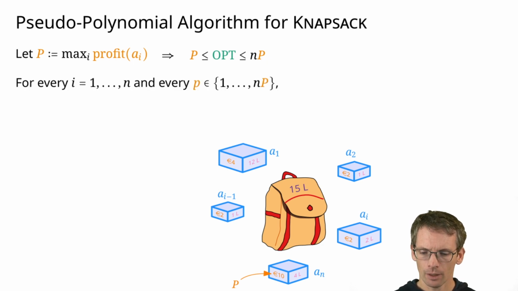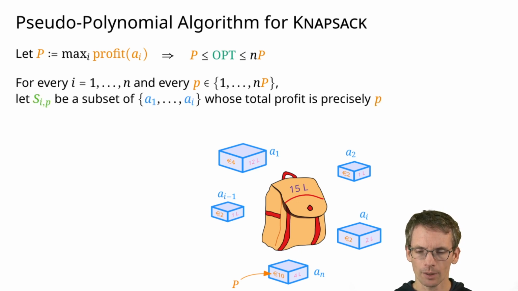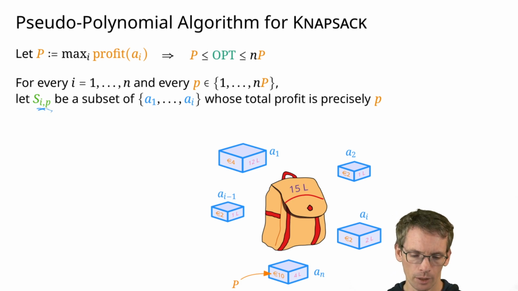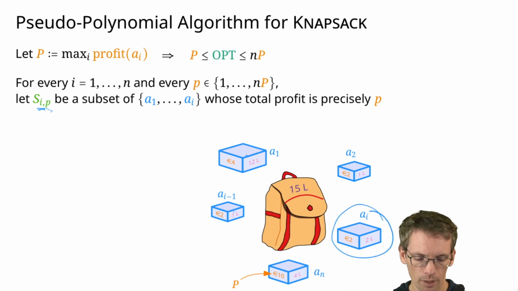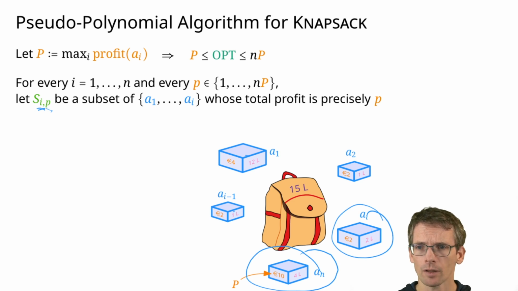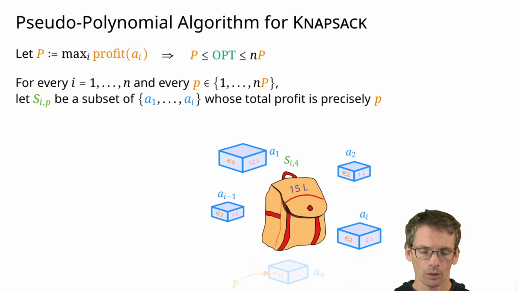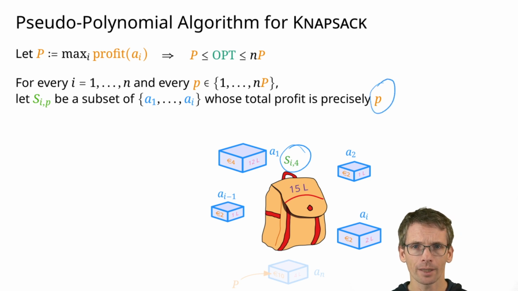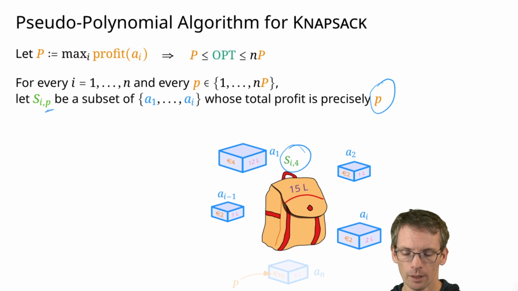For that, we first introduce the following subsets. We're going to parameterize them by i and p, where i tells me that I'm going to look at the first i elements only. So I assume we have a1, a2, up to a_{i-1}, and this is a_i. In particular, n is larger than i, so the elements beyond i I would ignore. I'm only looking at those elements up to index i, and I'm asking for a subset. So this S_{i,4} would be a subset where the profit is exactly 4, exactly this p here.